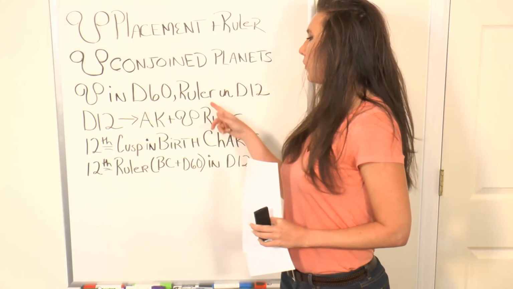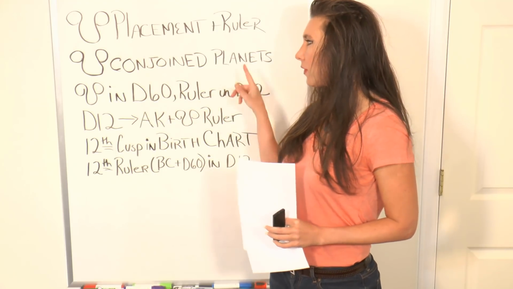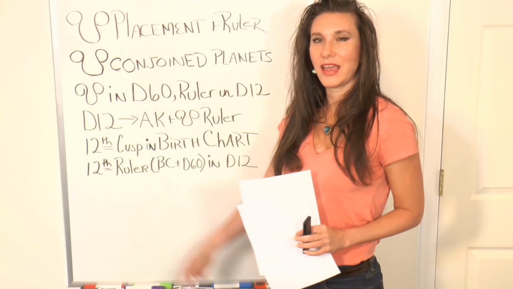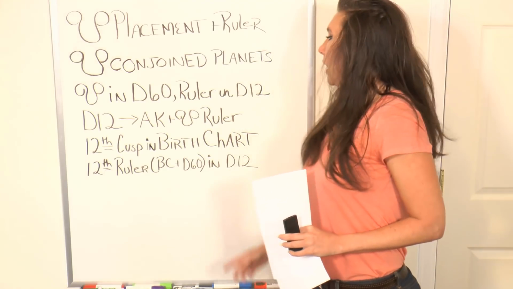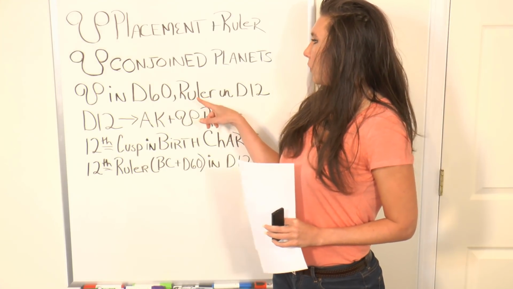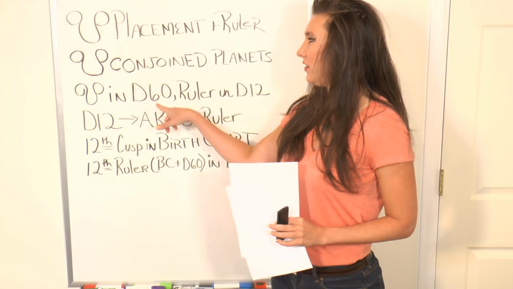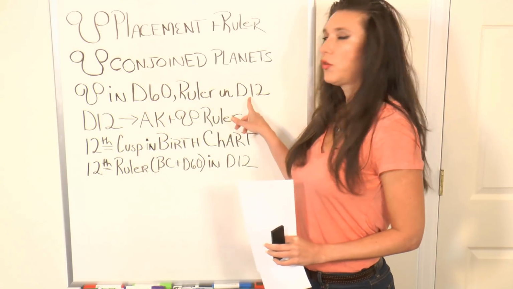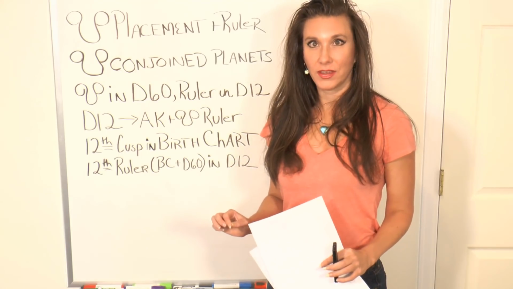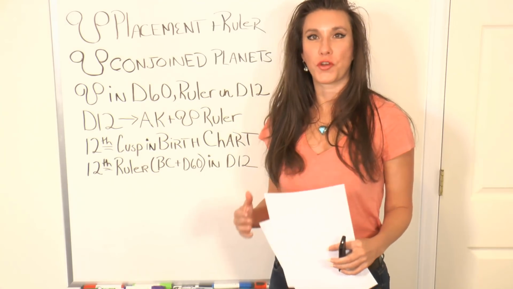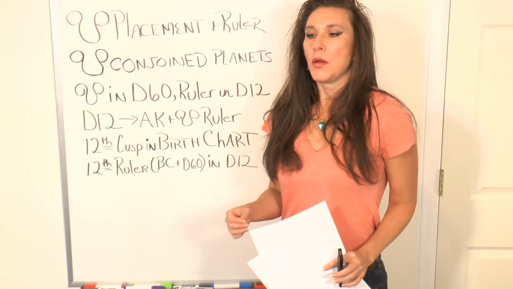Then you're going to look for the ruler of Ketu in the D60. So let's say Ketu's in Libra. You're going to look for Venus. You're going to look for the ruler of Ketu in the D60 in the D12. The D12 is the chart of past lives. There is an actual chart of the past life.